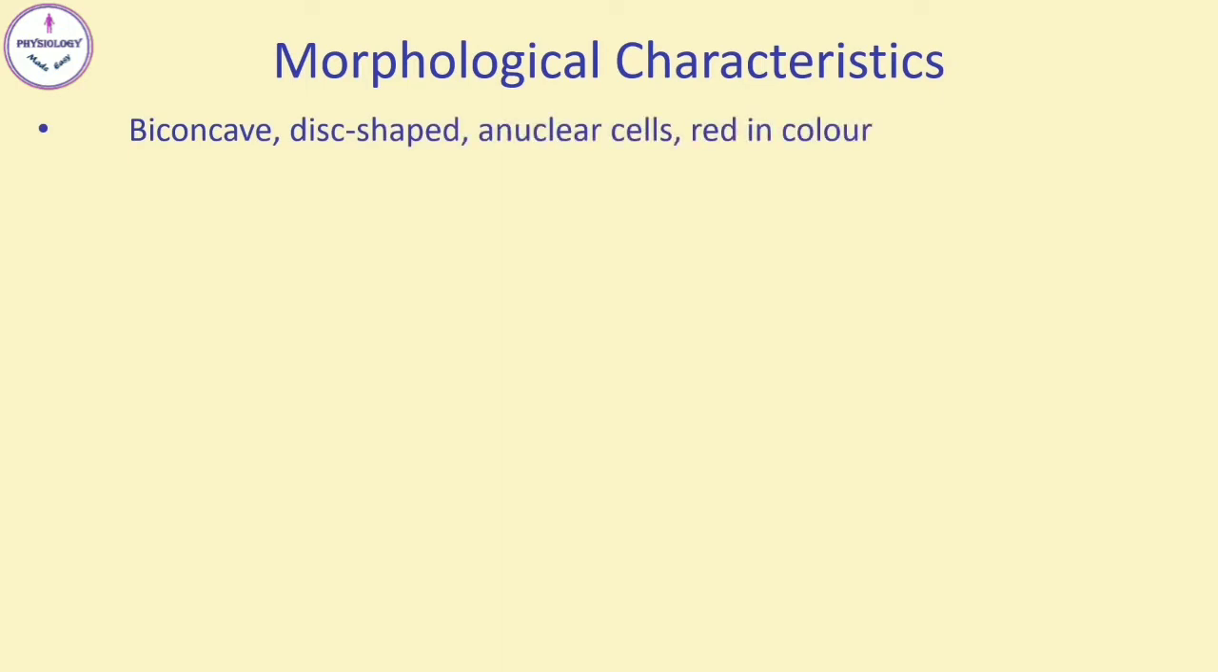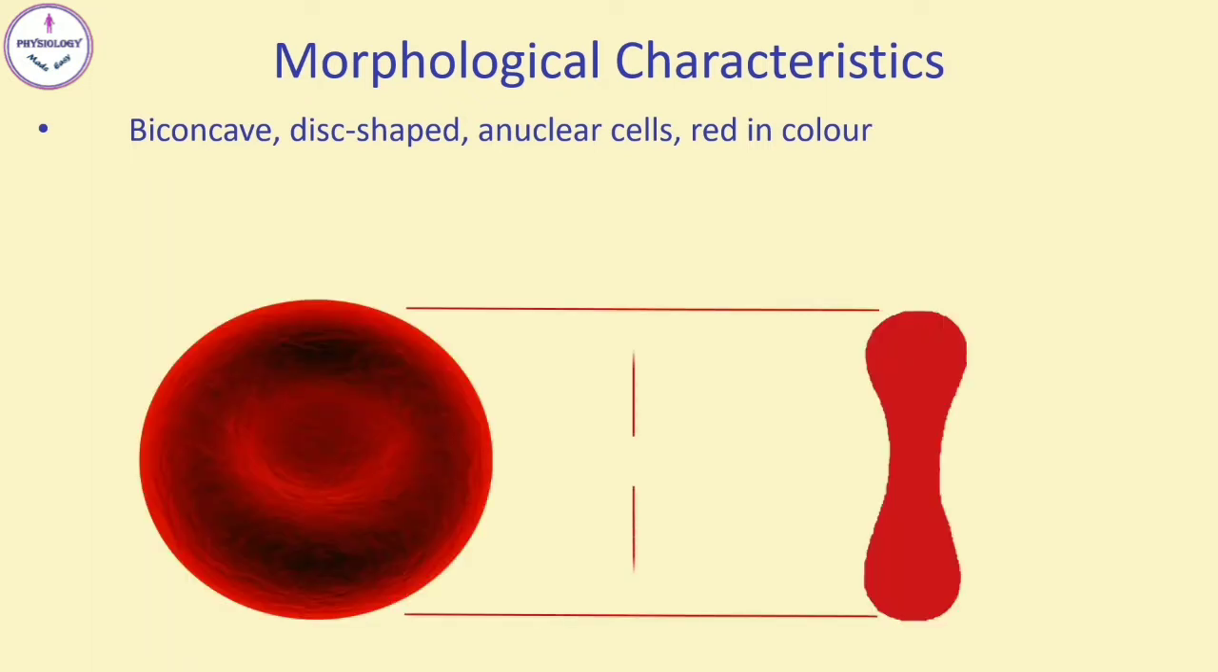So let's consider the morphological characteristics of RBCs. These are biconcave, disc-shaped, anuclear cells which are red in color. They are approximately 7.2 microns in diameter. When judging the size of the RBC, the classic rule of thumb is to compare them to the nucleus of a small normal lymphocyte. Both have almost the same size.